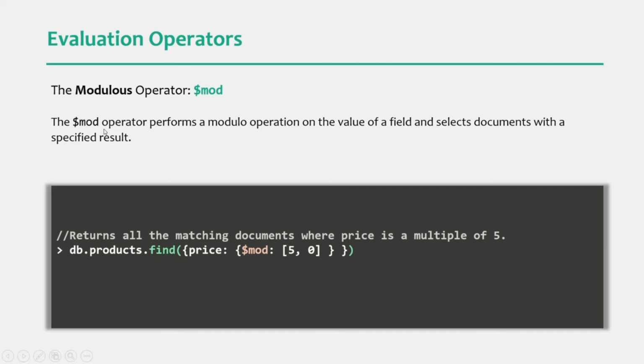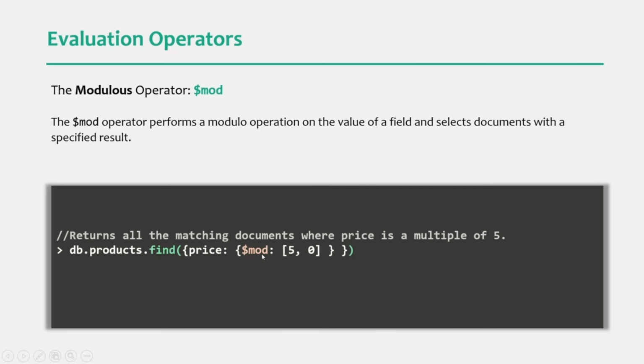So the $mod operator, also called the modulus operator, performs a modular operation on the value of a field and selects documents with a specified result. For example, let's say from the products collection, we want to filter all those documents where price is divisible by 5. That means the remainder of the division of price by 5 is 0. So for example, if the price of a product is 500, 500 is divisible by 5 and its remainder will be 0. So that document where the price is 500 will be filtered.